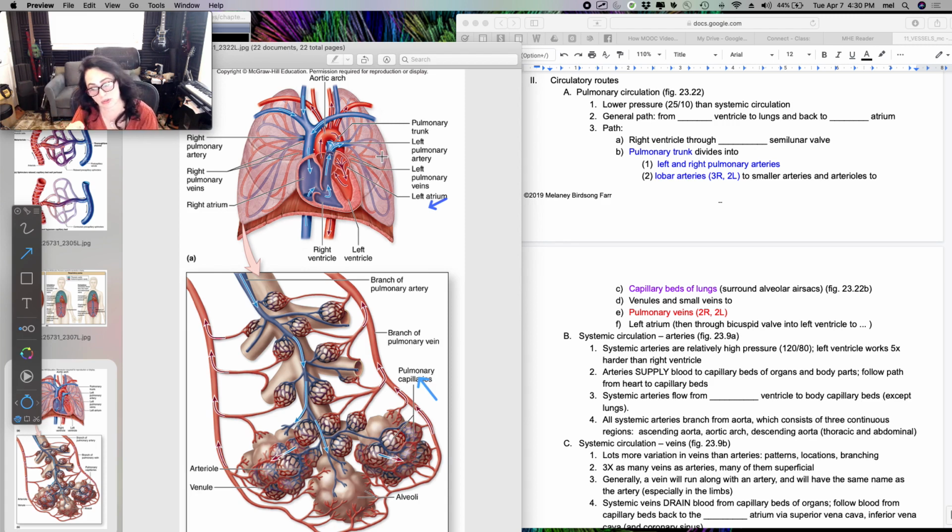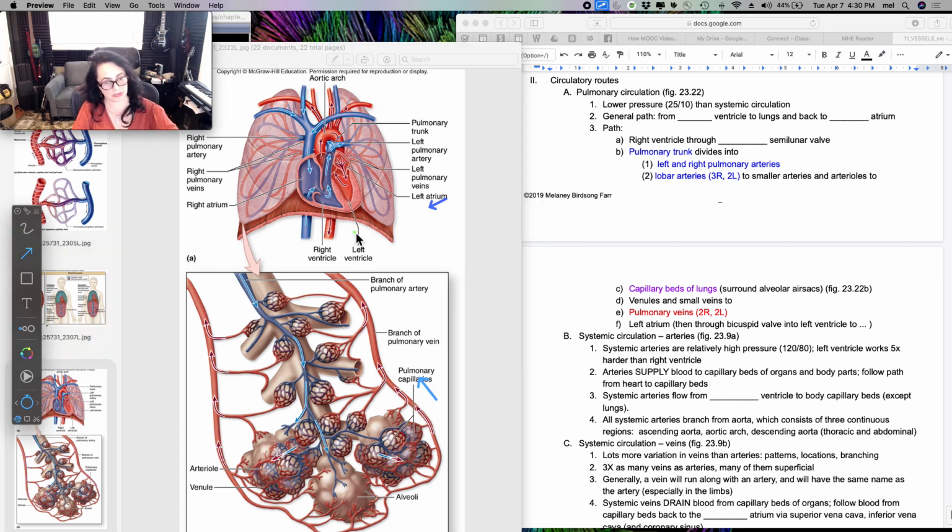Whereas with systemic circulation, it's on average 120 right after ventricular contraction, and then 80 right before the next one. So one last time, what is it anatomically that is responsible for the difference in those pressures? Hopefully you know that it is the difference in thickness between the left ventricle and the right ventricle. The left ventricle is much thicker and can generate more pressure.